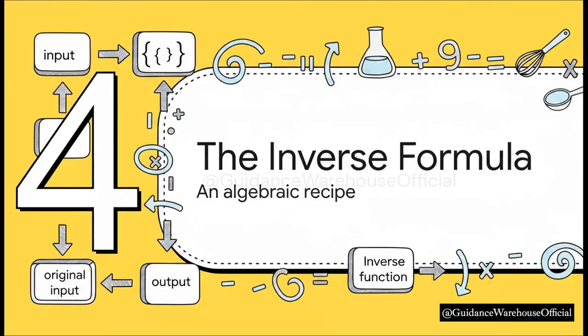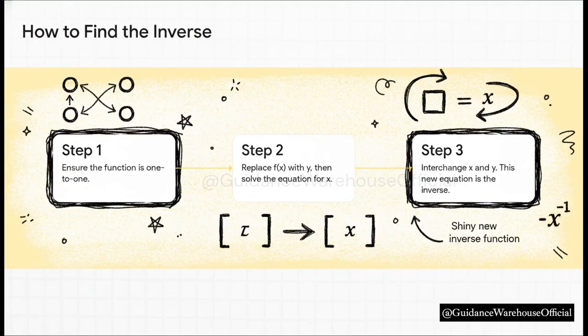Nice work. So verifying is one thing, but what if you only have one function and you need to find its inverse completely from scratch? Well, don't worry, there's a simple algebraic recipe for that. It's a pretty straightforward three-step process. First, always check that the function is one-to-one. Second, replace f of x with y. It just makes the algebra look cleaner. Then your mission is to solve that equation for x. Get x all by itself. Finally, for the last step, you literally just swap the positions of x and y. The new equation you're left with, that's your inverse.